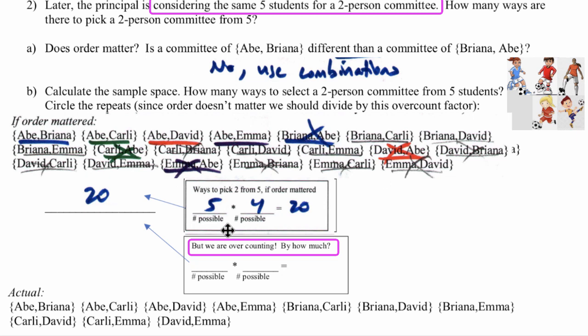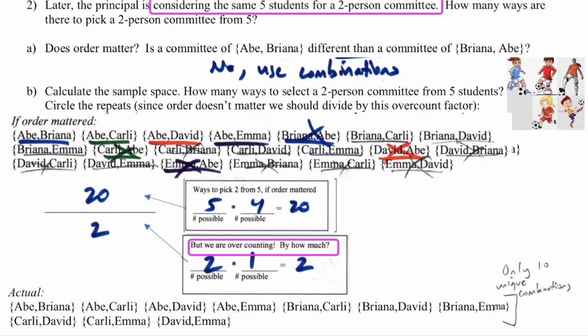And we can figure out this factor by thinking about, okay, since I'm selecting 2, I've got 2 possible for the first one times 1 possible for the second one. So you can think of my overcount factor as a factor of 2. So instead of 20 possibilities, I have only 10. So that's confusing. Don't worry.